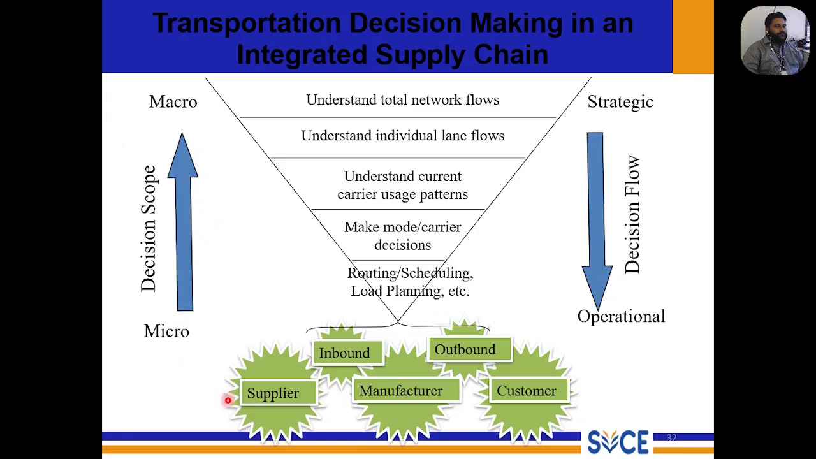So, what is happening? So, micro to macro decision scope. Understand total network flows, understanding individual lane flows, understand current carrier usage patterns, make the mode or carrier decisions which need to be done, then how you are routing and scheduling, how you are planning for load, and all these things will be considered in this logistics of inbound and outbound. There, your strategic decision flow to an operational aspect will be done.